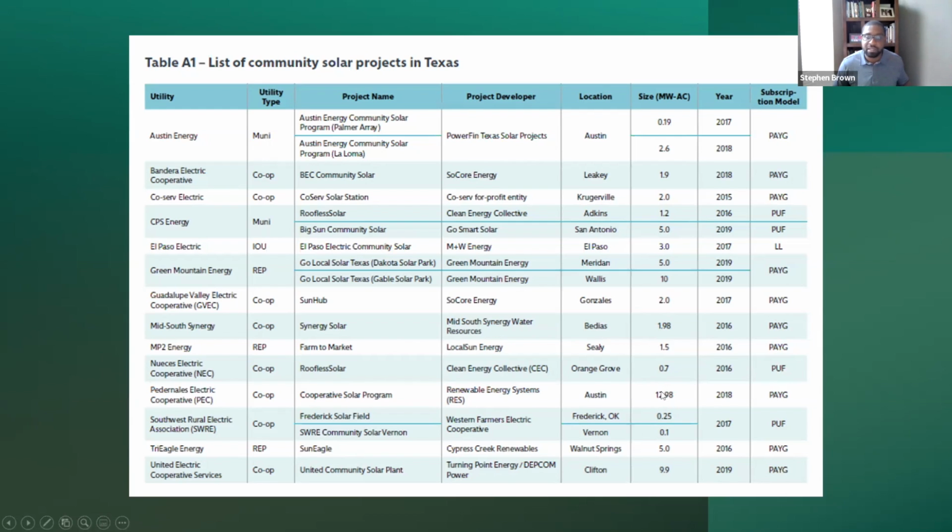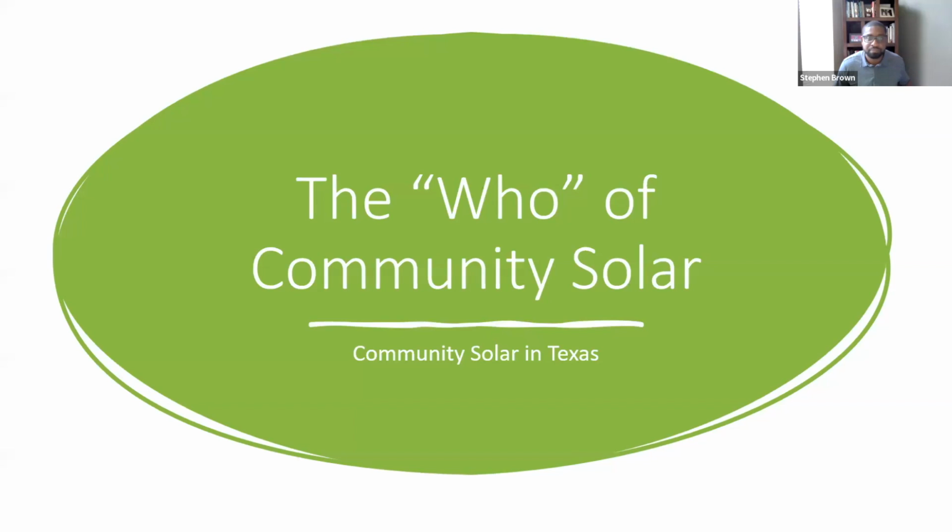You can see here the largest project is about 13 megawatts. So, in thinking in terms of the size of what a shared community solar project would look like, what we've seen so far in Texas goes up to 13 megawatts. So who's the who?